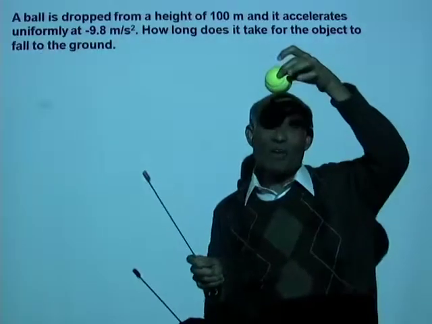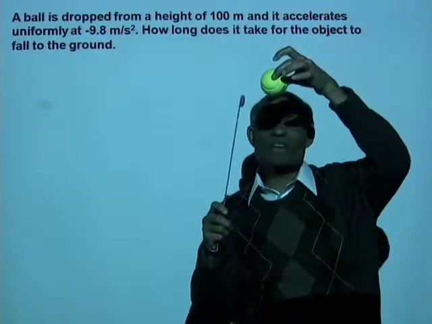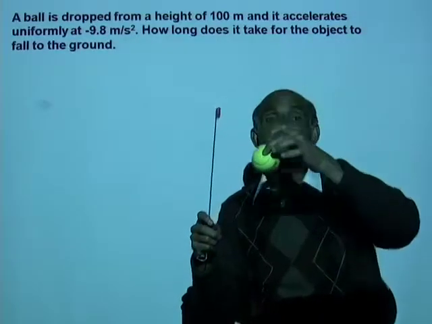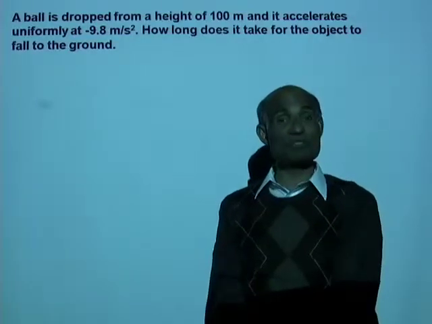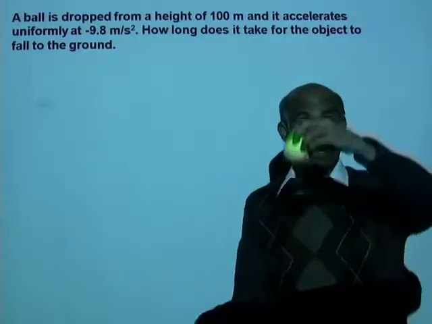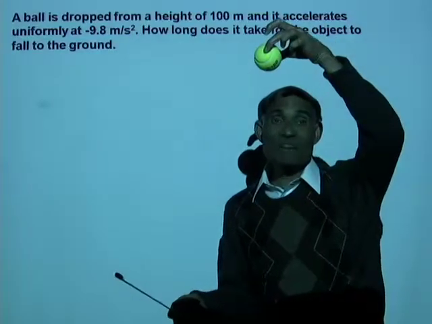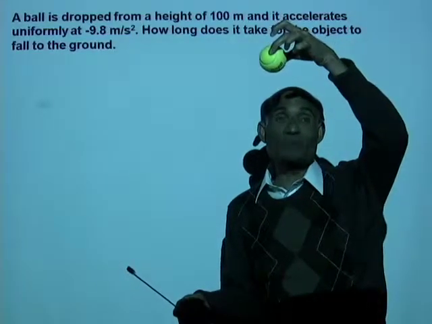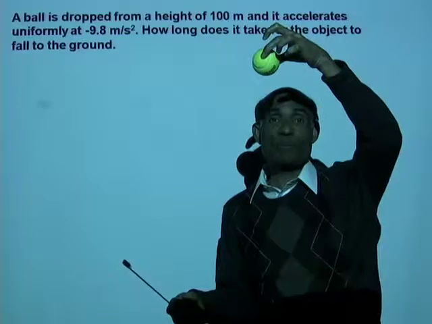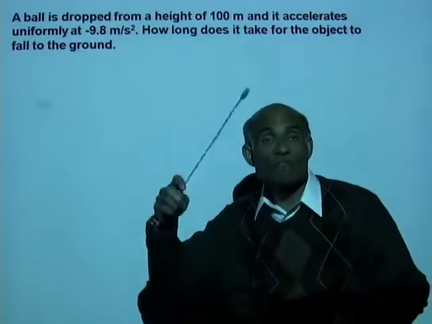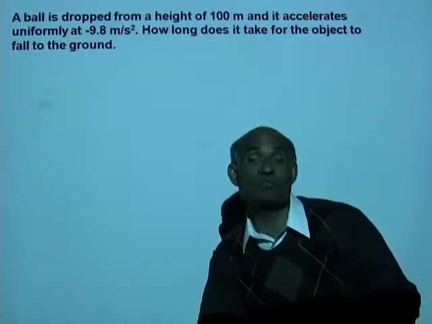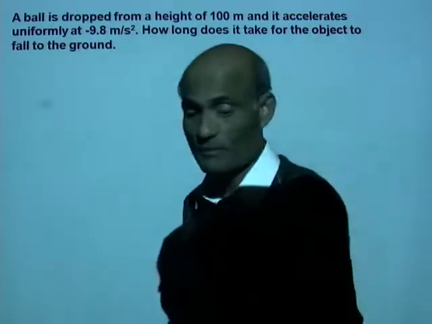You see, how long will it take for the position to become 0? When it falls to the ground, its position will be 0. You understand that? Initially, the object is at Y equal to 100 meter. And when you drop it, it falls, and we need to find the time taken for that Y to become 0. That is the problem.